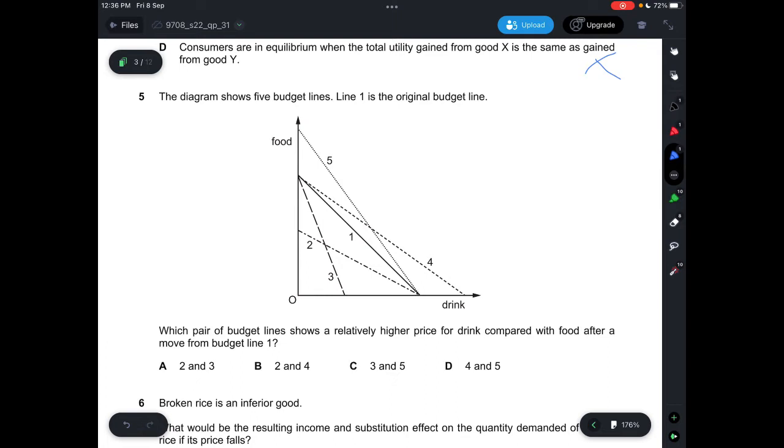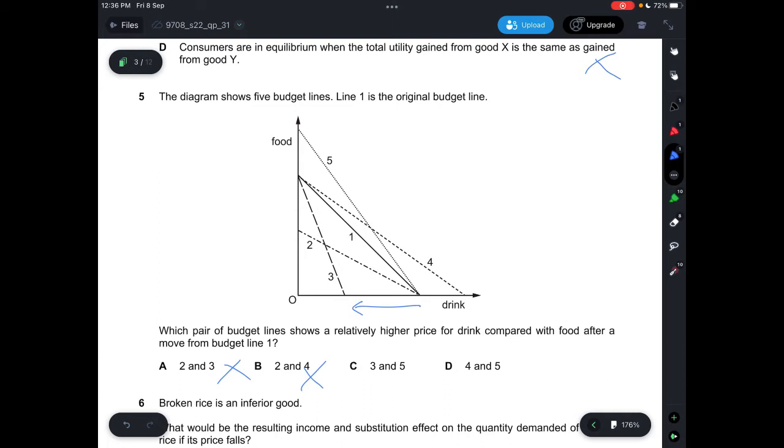Question 5, the diagram shows 5 budget lines. Line 1 is the original budget line, and which pair of budget lines shows a relatively higher price for drink compared with food after a move from budget line 1? Okay, so a relatively higher price for drink means the line will shift in. And so if we move from budget line 1, it could be budget line 3. So in this case, we are ruling out 2. So A and B are wrong, and then we are left with C and D.